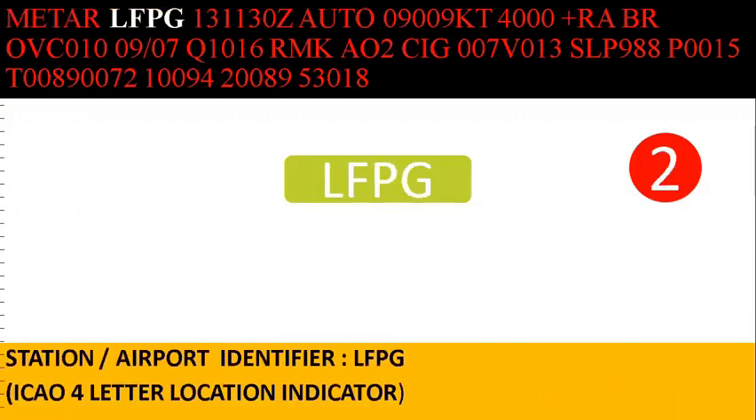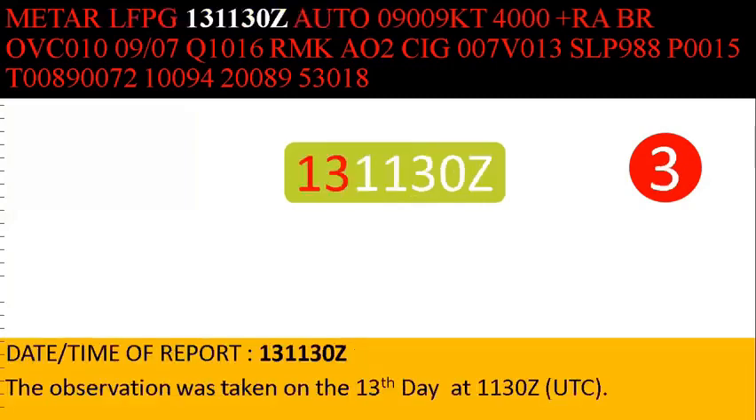METAR second element is the airport identifier. Lima Foxtrot Papa Golf. It's ICAO 4-letter location indicator. It stands for Paris International Airport.